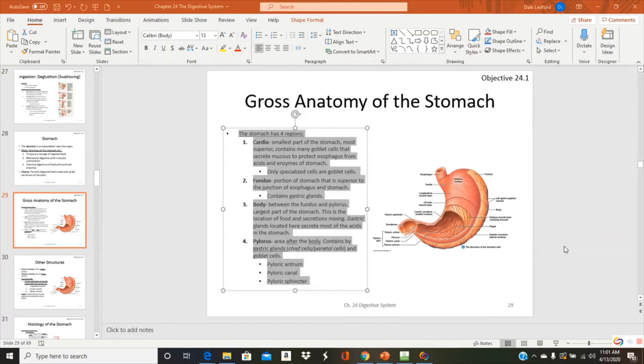Okay, so what we're going to see is your body by far is the largest part. This is going to be this major area here. It's located between your fundus, the hump, and this area here called the pylorus. It is actually where most of the food is mixed with secretions, and gastric glands here secrete most of your acids.